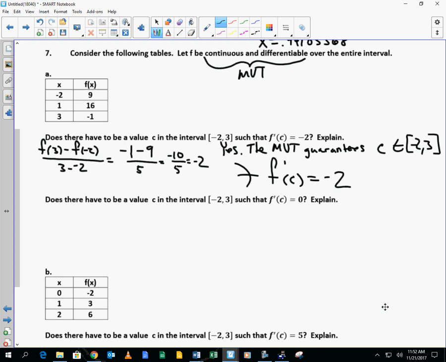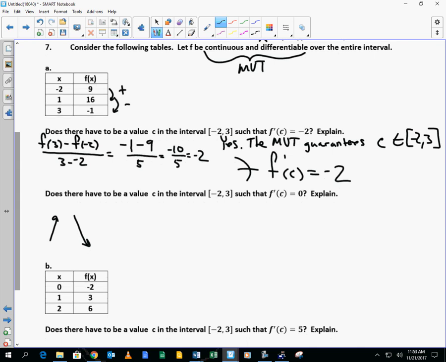So 2/3 of you are entirely confused, don't even know where to start, and 1/3 of you see something that stands out as something that we should recognize. Yeah, if you went from 9 to 16, was the average rate of change positive or negative? Positive. And as you went from 16 to -1, the change was negative. So basically, the function's going up, and then it's coming down. So does the derivative have to be 0 at some point? Yes.